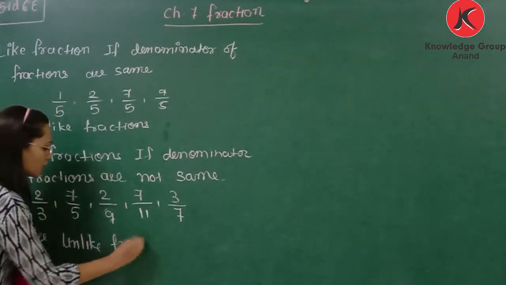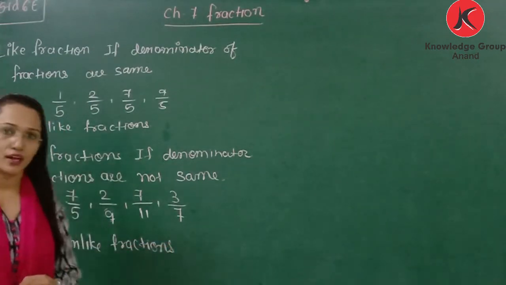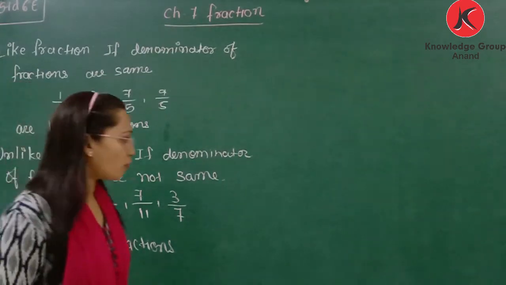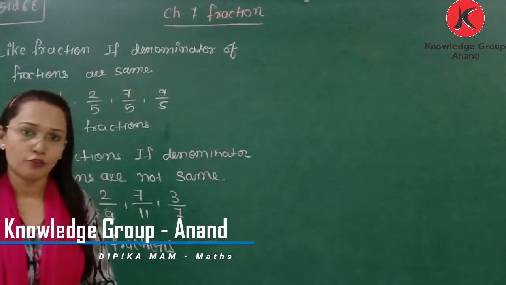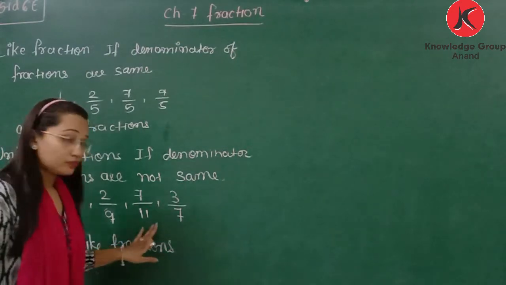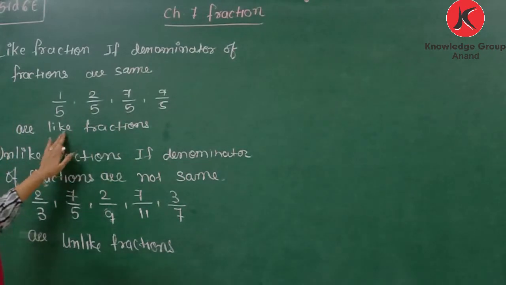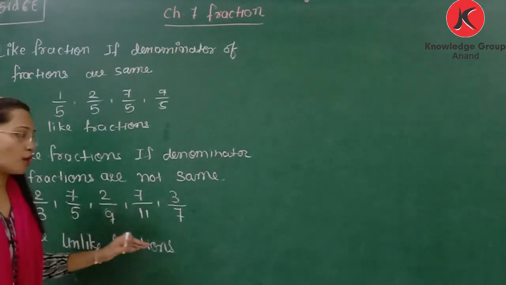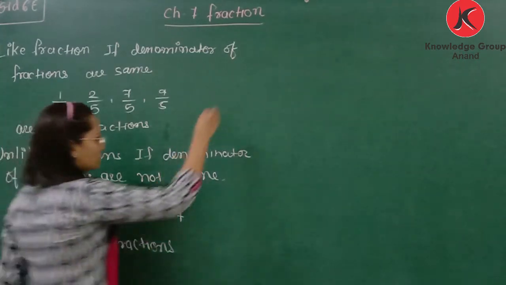The concept of like fraction and unlike fraction is very useful when we are performing comparison, or the addition or subtraction of fractions. So if the denominators are the same, then it is called like fraction, and if the denominators are different, or you can say not the same, then they are called unlike fraction.